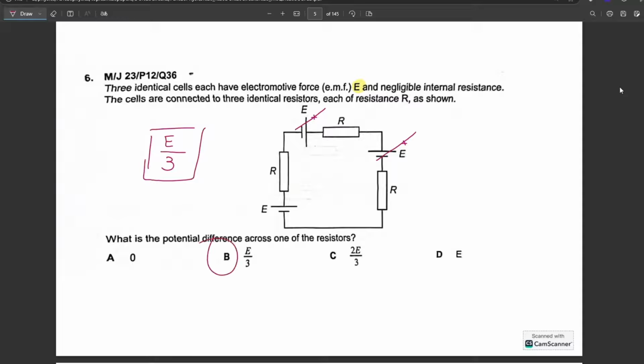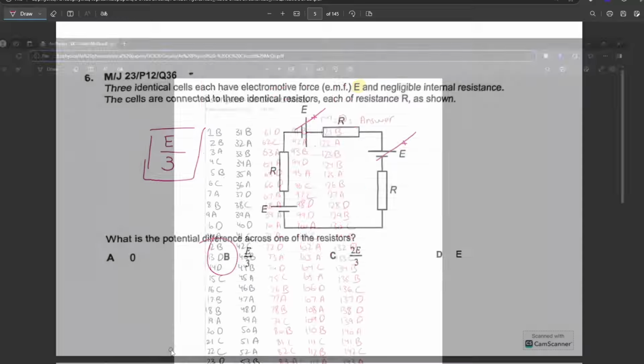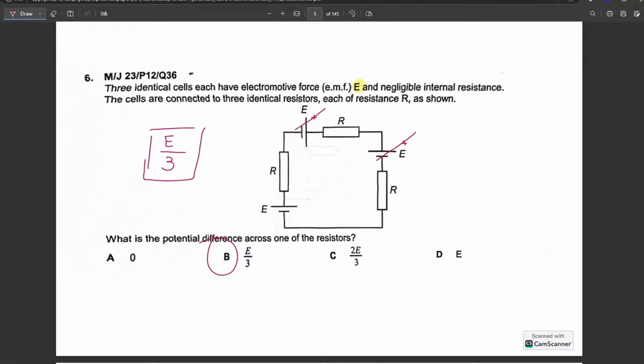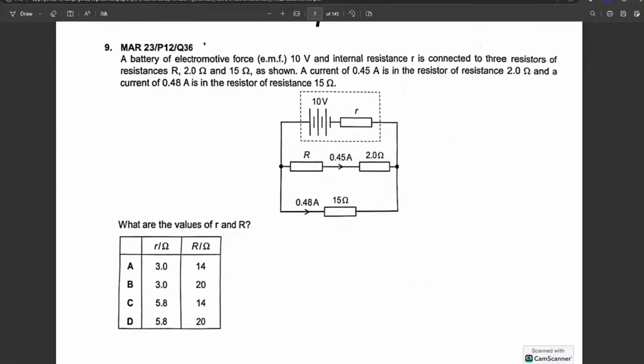B is your answer. Let me check in the marking scheme as well. The answer to 5 is B. Let's further move ahead.